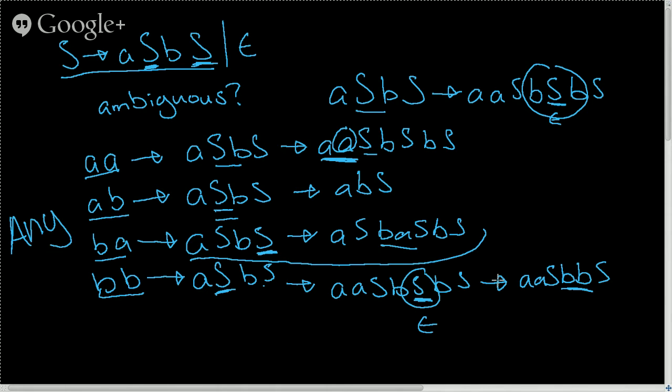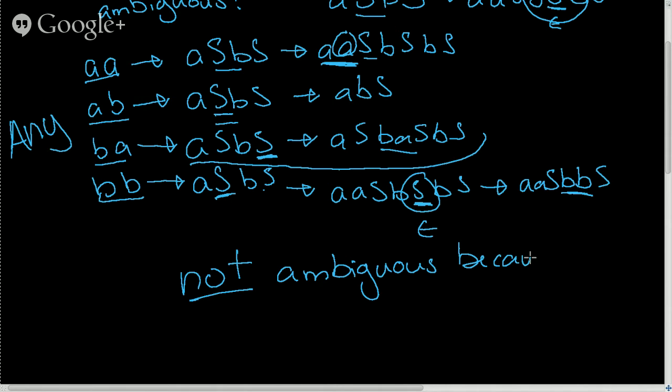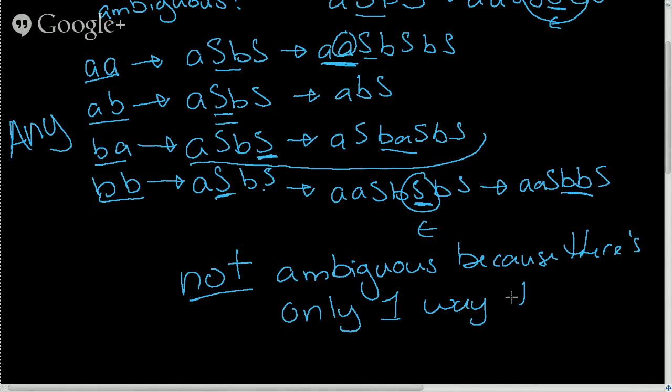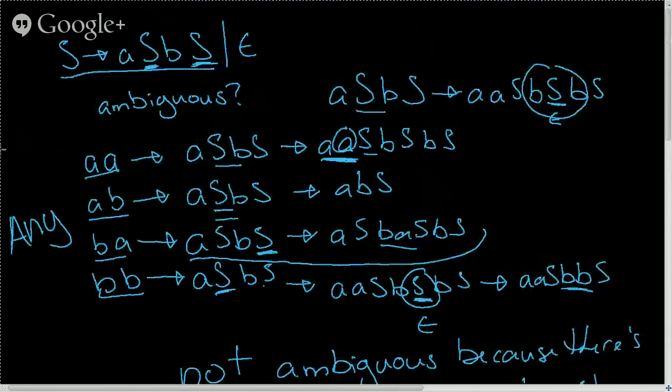So that's just a quick tip. In this case, you can see that it's not ambiguous, because there's only one way to get each combination. I say that it's a tip and it works 99% of the time because there is a language that this does not work on, and I'll talk about that in a second, but let me go through the next few examples here. So that was 3.a. Let me make sure nobody has any questions so far.